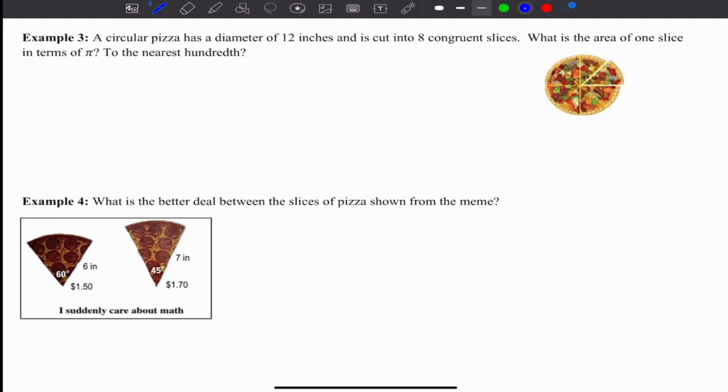Let's take a look at example 3. A circular pizza has a diameter of 12 inches and is cut into 8 congruent slices. What is the area of one slice in terms of pi to the nearest hundredth? So we have a circular pizza, its diameter is 12 inches, and the pizza is cut into 8 congruent slices. I'm trying to figure out the area of one slice. If I'm trying to find the area of one slice, you're going to be applying the sector area formula.